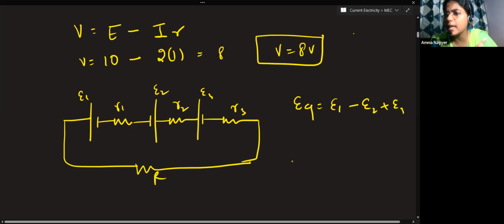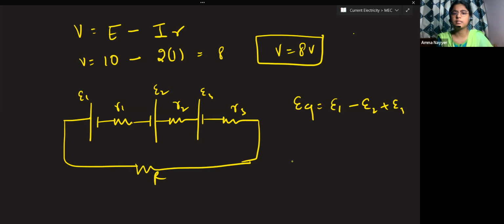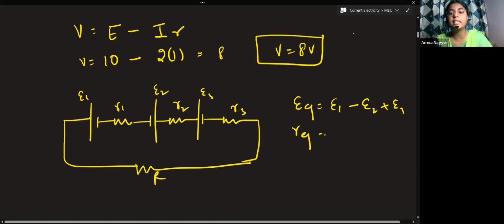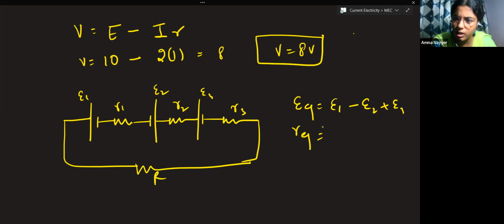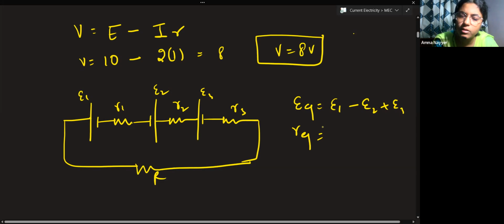And see, resistance can never be negative. So the resistance will be the sum of all the resistors. Never reverse or add a negative sign in front of resistors. You can get a negative EMF in case of equivalent, but resistance can never be negative. So always take the sum: R1 plus R2 plus R3. And the rest of the story will be the same: I is equal to E equivalent by capital R plus R equivalent.